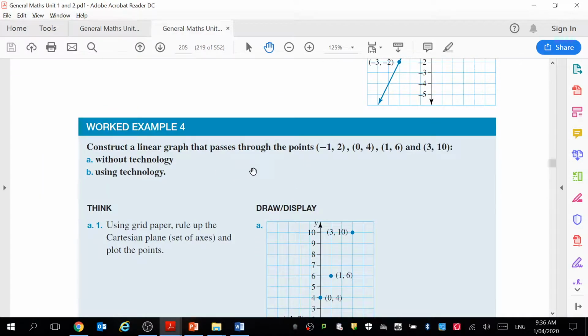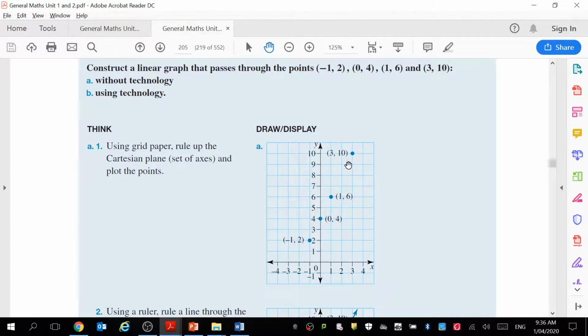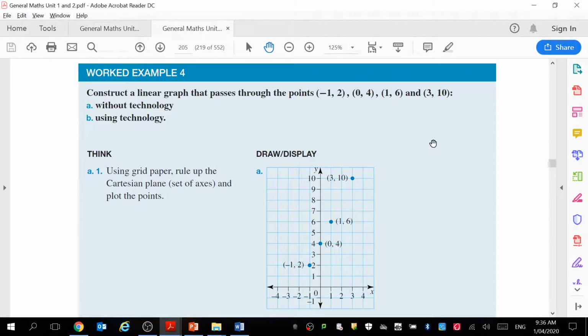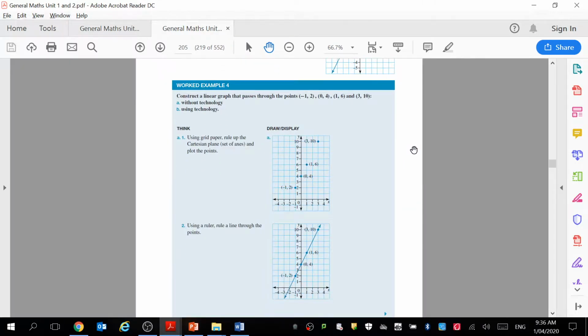So here we go. This one is construct a linear graph that passes through the points -1 and 2, 0, 4, 1 and 6, 3 and 10. They didn't need to give us all 4 of those points, but they have. Using technology, I would expect you to use Desmos. We don't use graphics calculators here. Without technology, literally just plot them, and as you can see, that's going to form a straight line. They've missed the point in there, but that's okay. Doesn't make a difference. All right, that's how you do worked example 4.